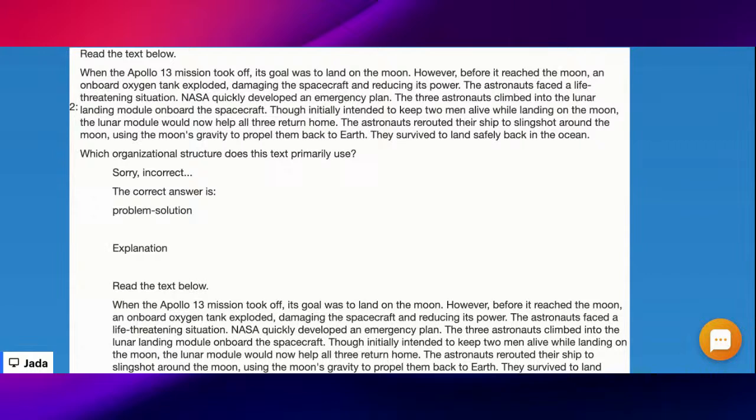Though initially intended to keep two men alive while landing on the moon, the lunar module would now help all three return home. The astronauts rerouted their ship to slingshot around the moon, using the moon's gravity to propel them back to Earth. They survived and landed safely back in the ocean.